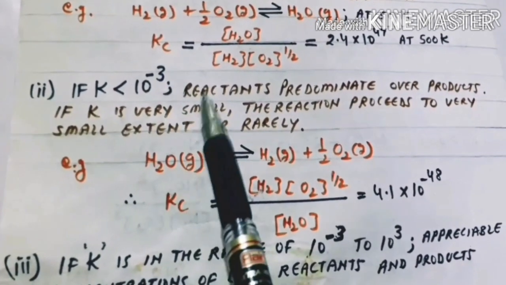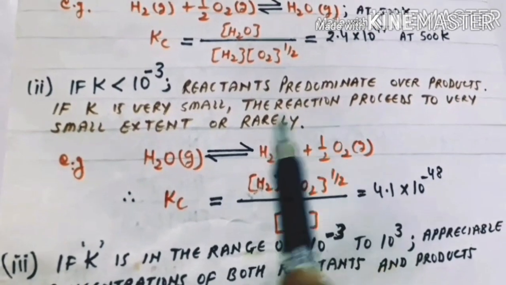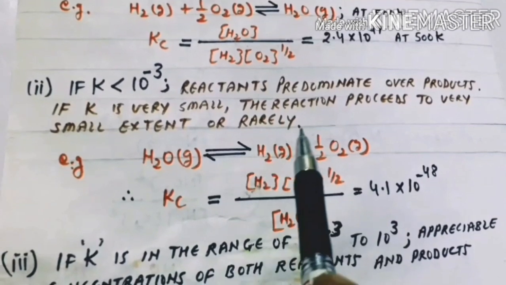In second case, if the value of equilibrium constant K is less than 10 raised to power minus 3, it means that reactants predominate over products. If the value of K is very small, the reaction proceeds to very small extent or rarely.